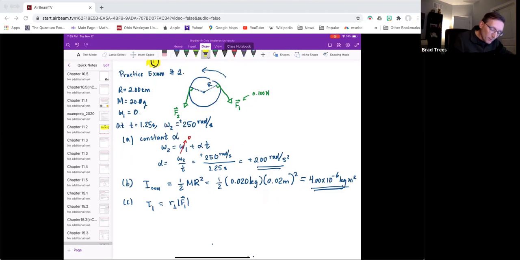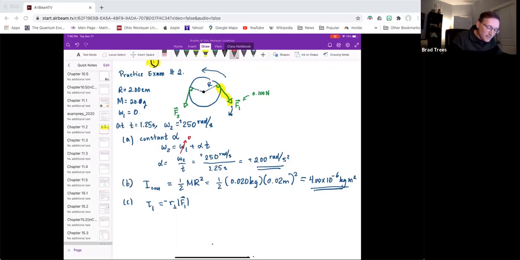But here I'm looking only at F1, completely ignore F2. And there's the axis right there. So if I pull on that disk in the direction of F1, I'm going to want to produce clockwise rotation. And clockwise rotation is negative. So this torque tau 1 is negative. So I have to insert that negative sign by hand. And then I have to figure out R perpendicular, the moment arm.